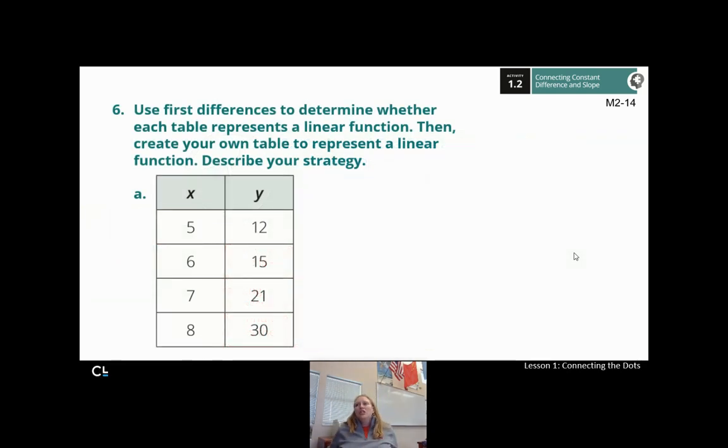So here's what I would like you to do. Number 6, and we'll wrap this up for the day. I would like you to do problem number 6 on page M2-14. Use first differences to determine whether each table represents a linear function, and then create your own table to represent a linear function on part D. So for A, B, and C, use first differences, see if it's giving you a linear function, and then on part D, make up your own linear function. Hit pause to work these out, and then hit play when you're ready to check your work.